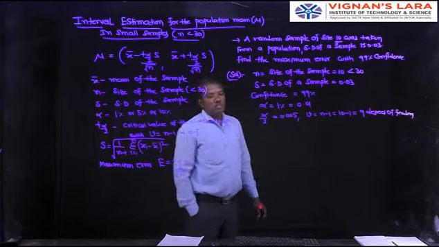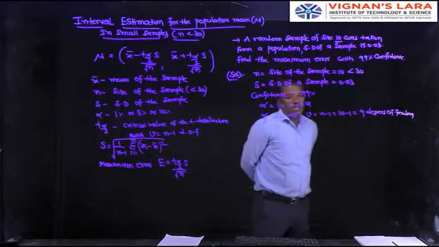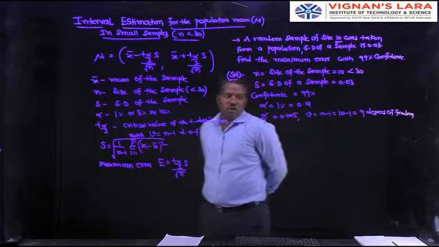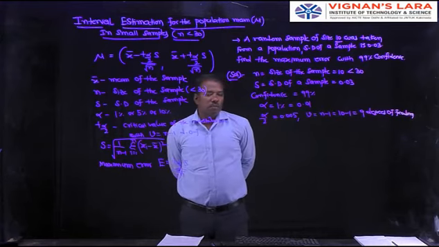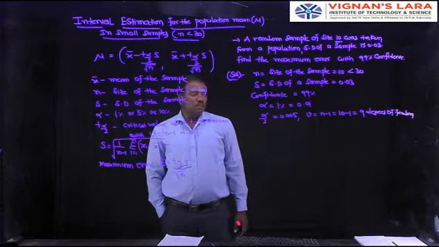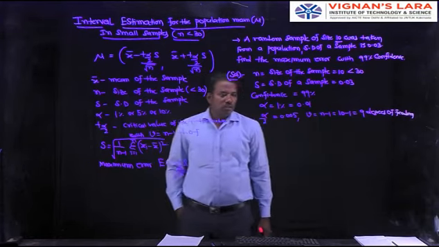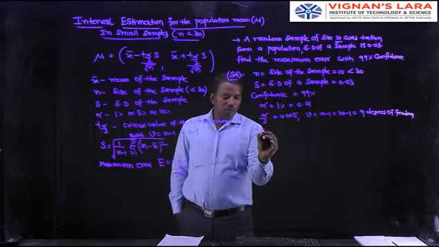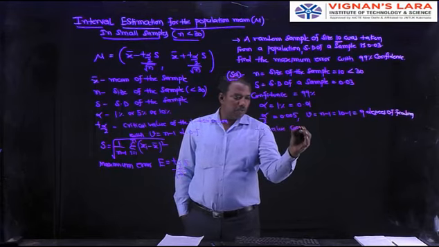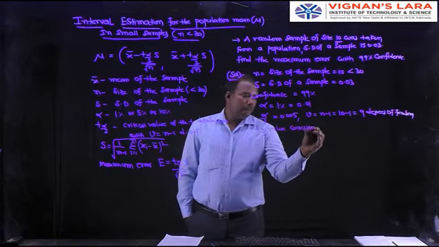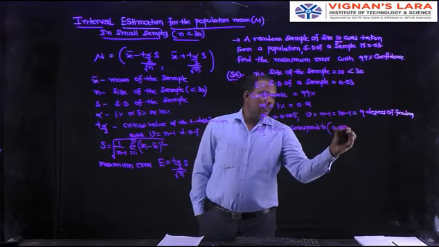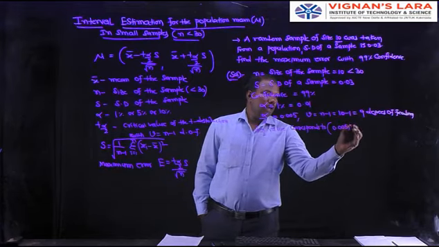N, size of the sample, is 10, less than 30. S, standard deviation of a sample, 0.03. Confidence 99%. Alpha 1%, that is 0.01. Alpha by 2 is 0.005. V, degrees of freedom, is n minus 1, that is equal to 9 degrees of freedom. Then T alpha by 2 value corresponds to 0.005 comma 9 degrees of freedom.